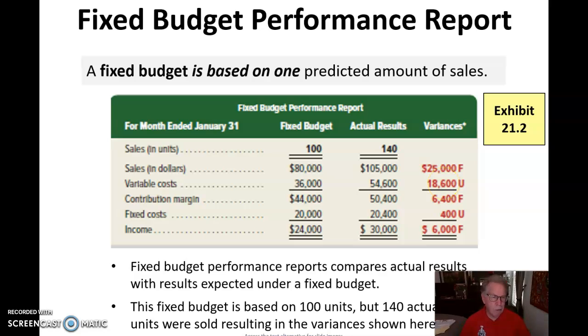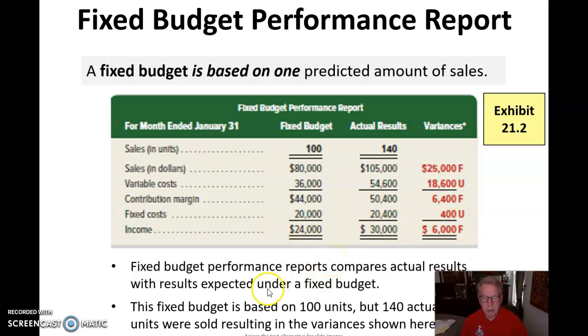But guess what? It cost us more money to make more sales. And this looks bad for the manufacturing group, who've made that and have an $18,000 unfavorable variance to try to explain. But in general, we made more money because we sold more units. Our fixed costs should have been $20,000, but it was a little bit unfavorable at $20,400. So the bottom line was we sold 40% more, and we made $6,000 favorable to budget.